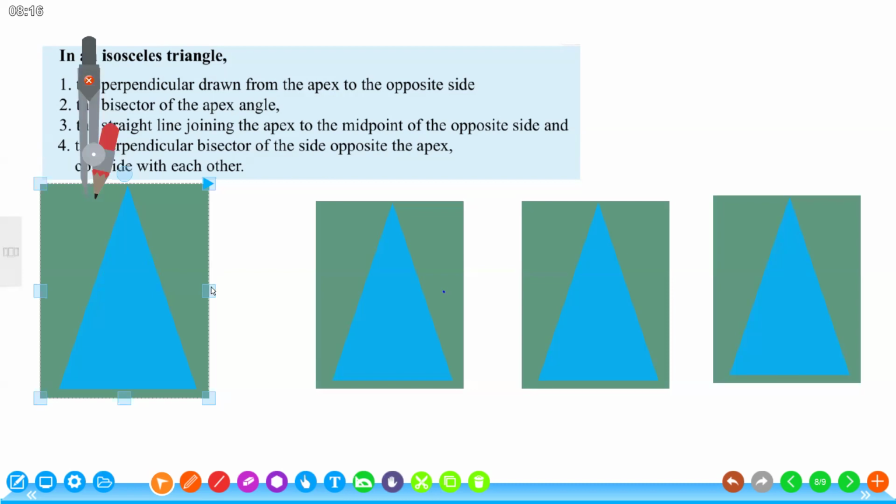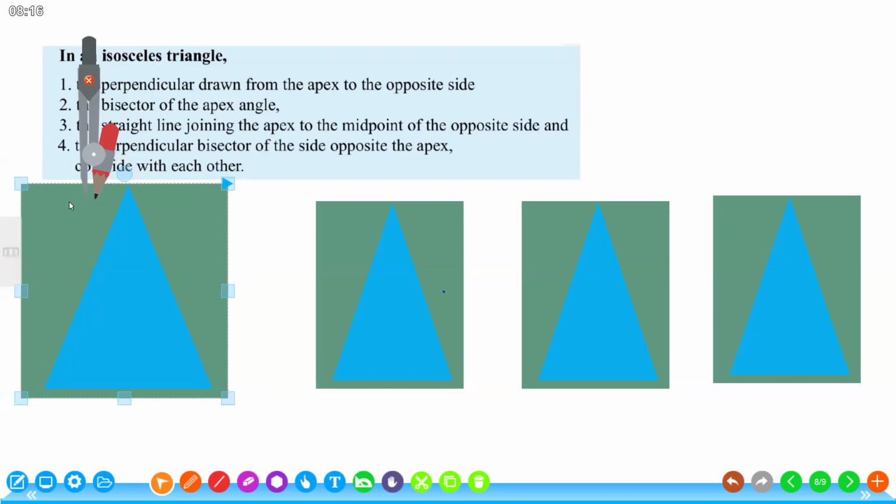This is an isosceles triangle, right? Only in the isosceles triangle. Okay. This one is an isosceles triangle. I am going to draw a perpendicular from the apex.